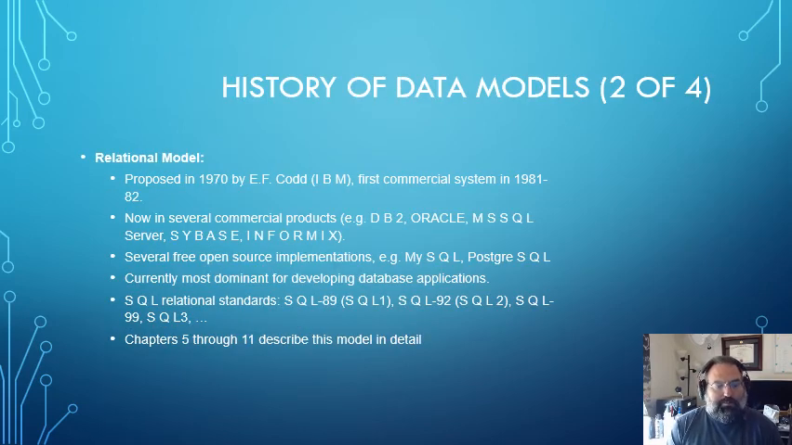Moving on to the relational model, proposed by Codd in 1970 from IBM. Its first commercial implementation was in 1981 to 1982. It's now used in several commercial products, and probably most of them implement some variation of it. There are several open source implementations of it as well. It's most dominant in a lot of ways; when you think relational database systems, it's definitely what you're going to see. For SQL, there are lots of different standards, but very few implementations actually follow the standards explicitly. We'll talk about chapters 5 through 11 because it is such a big part of the database world.